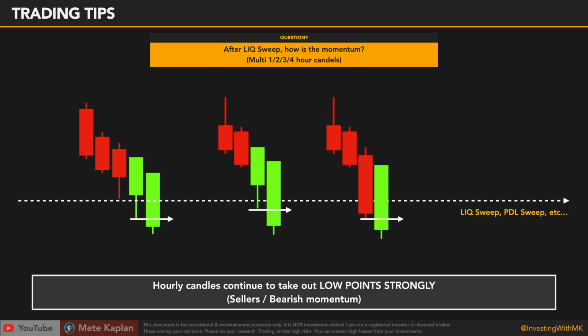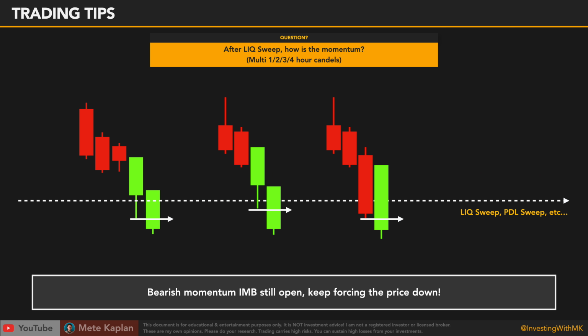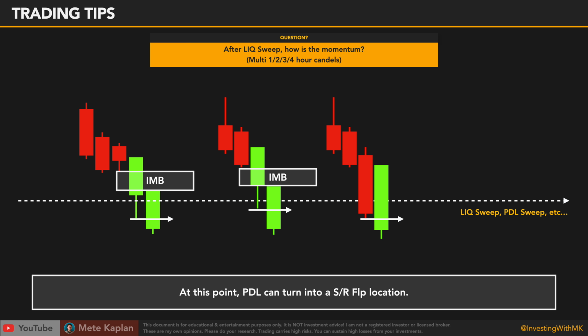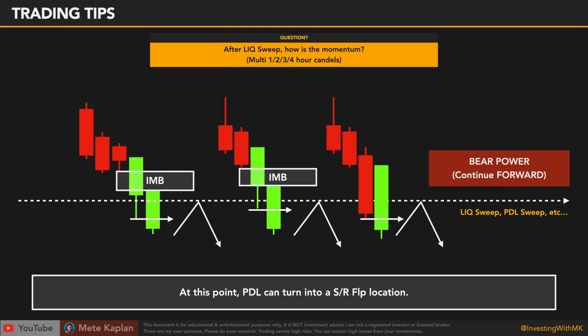If you notice the price action like this one here, price continues to take out the low levels with strong breaks. This means still a weakness in the price. Seller power continues. Then, if you also see these big imbalance areas, the momentum is still strong in the downside, still favors the bearish power. At this point, the important liquidity level area can turn into a support and resistance flip location, basically a masterclass amplifier. I hope that all this part is very clear.